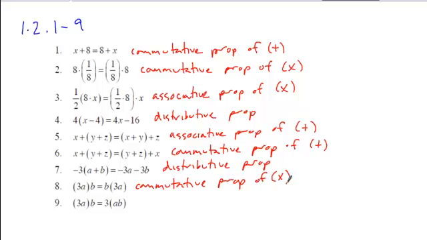And then finally we have 3ab, 3ab. We have three individual factors. The order stays the same, but the grouping changes, and that's an example of the associative property. Operation is multiplication.